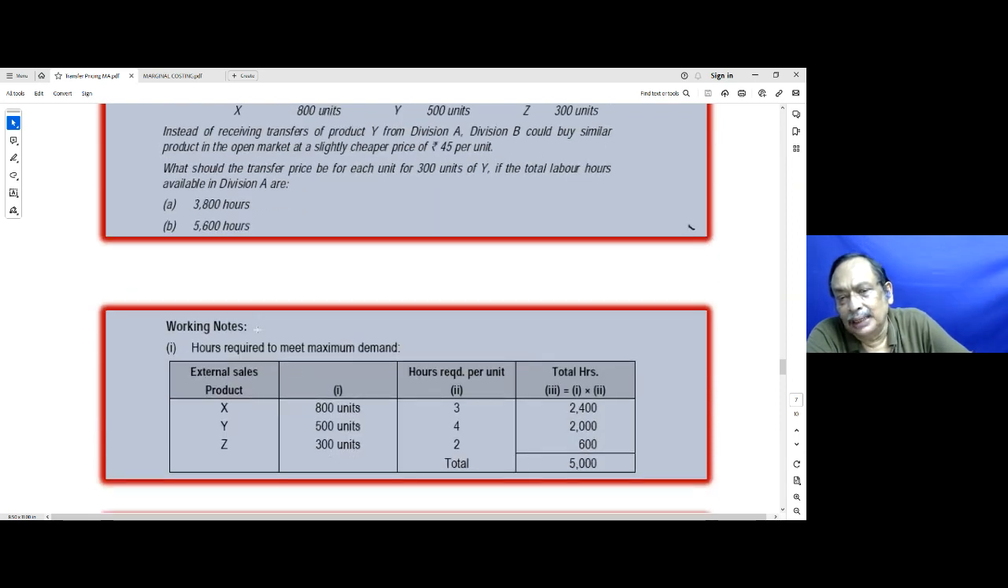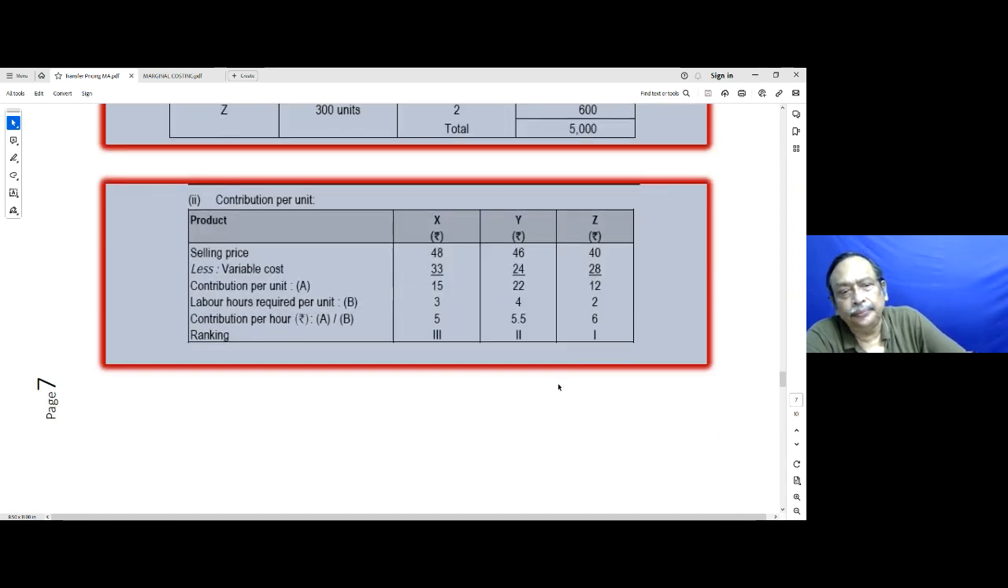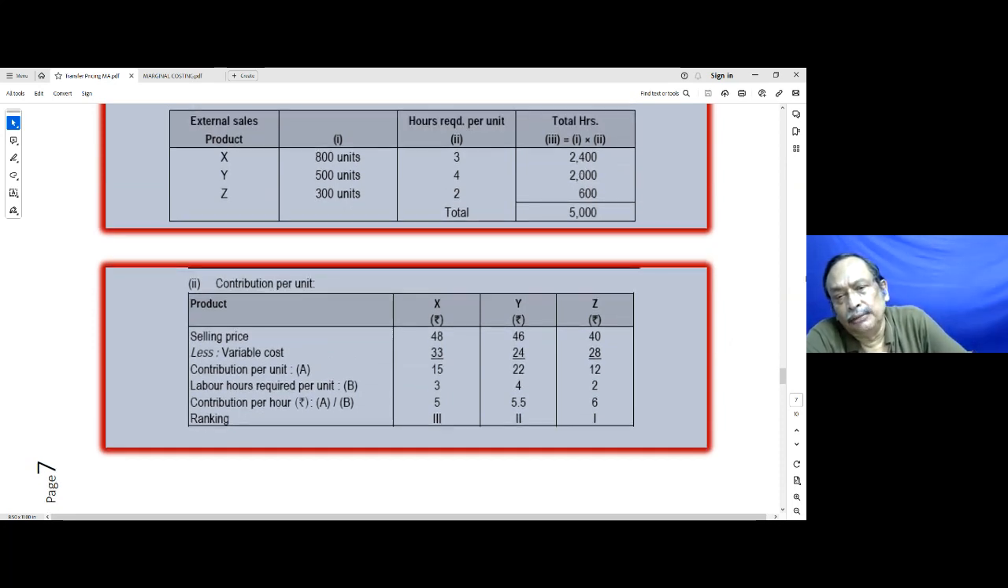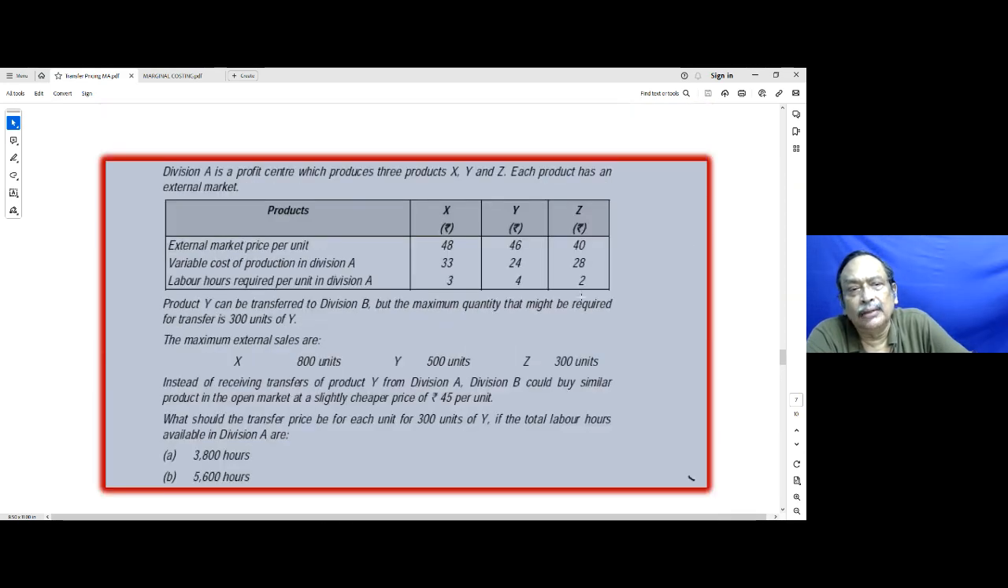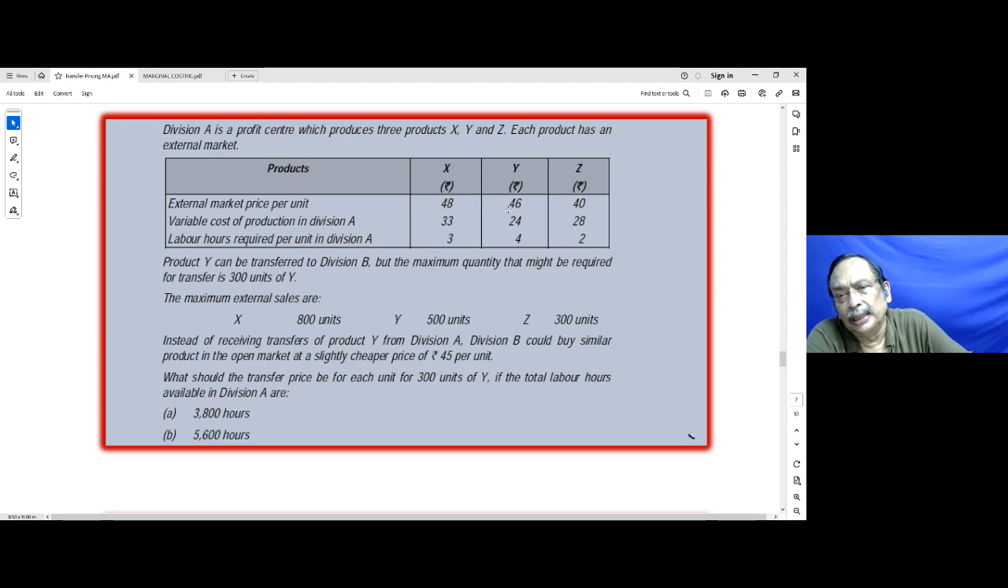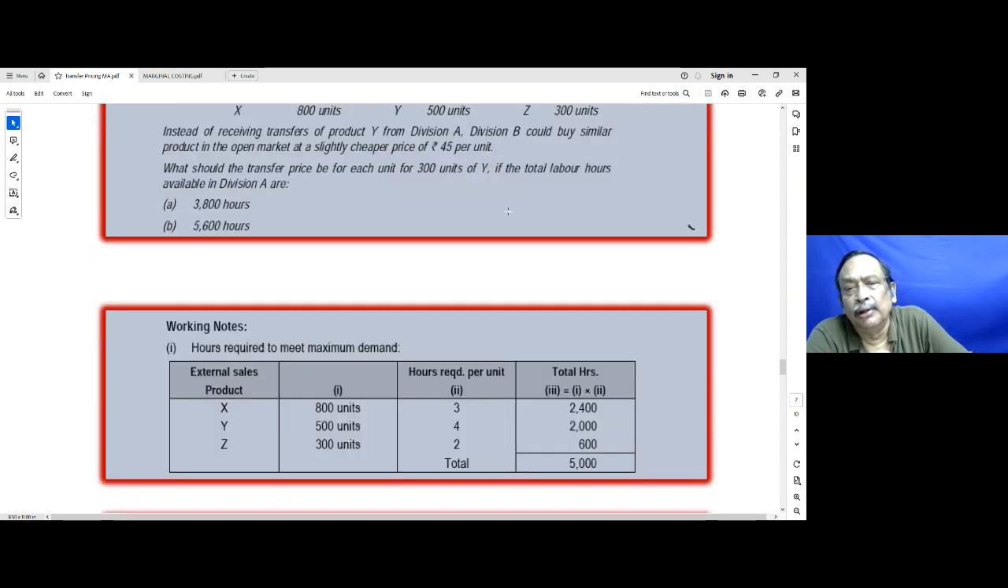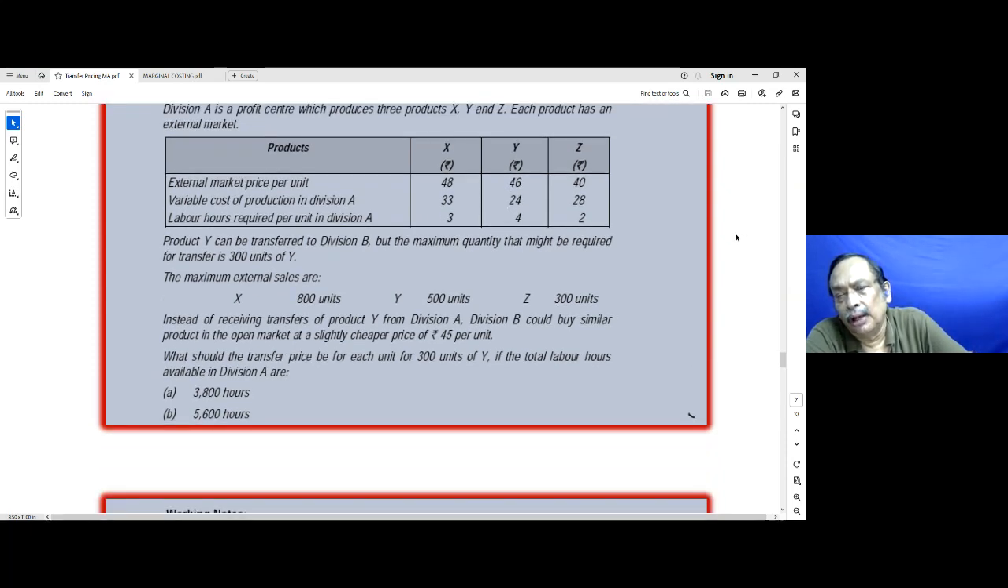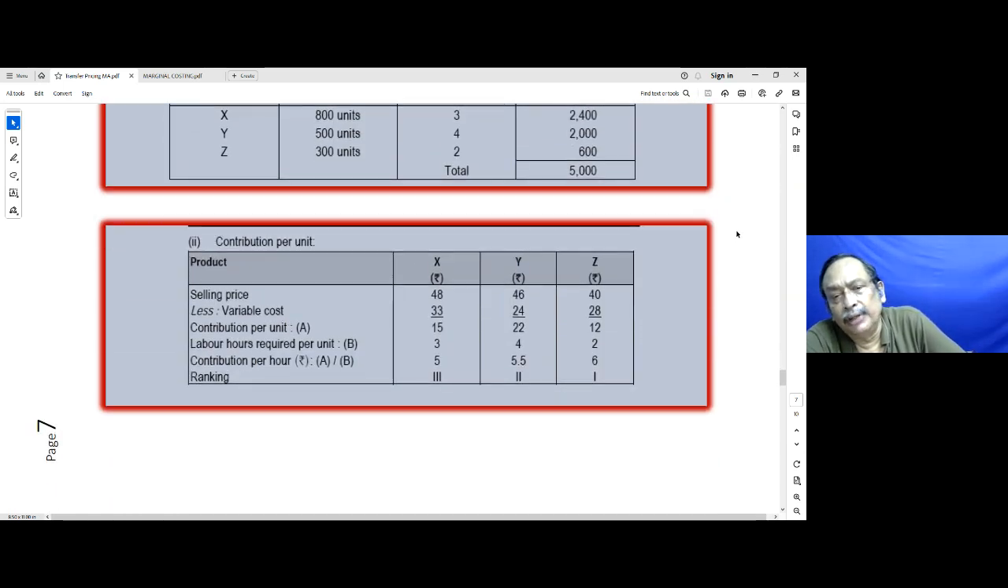So in that case, where labor is the key factor, we are going to calculate the contribution per unit and the contribution per labor hour in order to justify which products are good and which are not. So let us start. We first calculate the contribution per unit. The selling price of product X is given as 48, product Y 46, and product Z 40. This is given in the question, that is, the external market price. Then the variable cost is given as 33, 24 and 28 respectively. So we deduct the variable cost of 33, 24 and 28, and the contribution per unit we get is 15, 22 and 12.